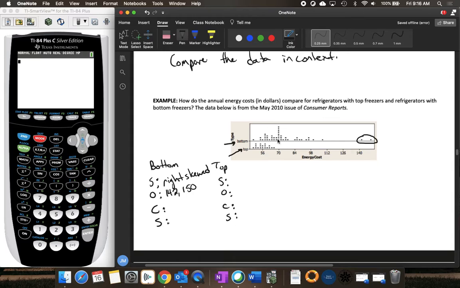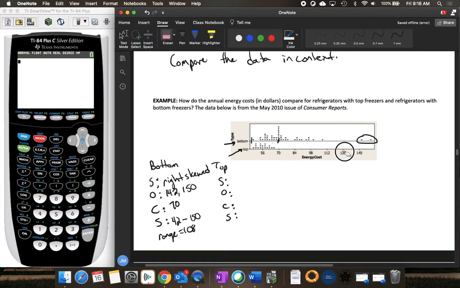The center for the data, we'll look for where's the middle of the data, which looks like it's about here. It looks like the center is around 70. And for spread, let's just talk about the range. It looks like for spread, you've got it going from maybe about 42 all the way up to 150. So your range, remember, goes from max to min. 150 minus 42, your range is about 108.